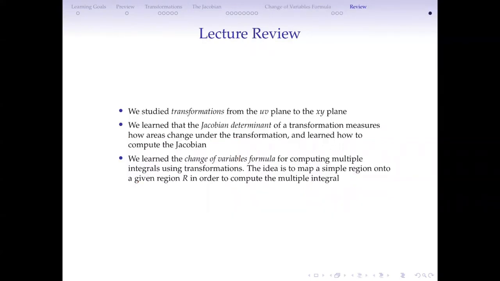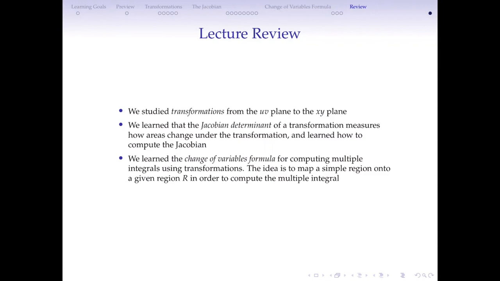Done. We introduced the notion of a transformation from the UV plane to the XY plane. Transformations are something we've actually already seen. The polar coordinate change of variables is a transformation from r and theta to x and y. We introduced what's called the Jacobian determinant of a transformation, which measures how areas change under that transformation. And we learned how to compute the Jacobian for some simple transformations.